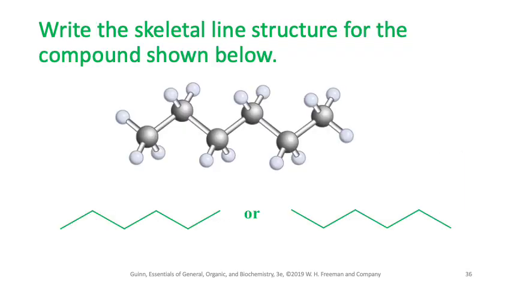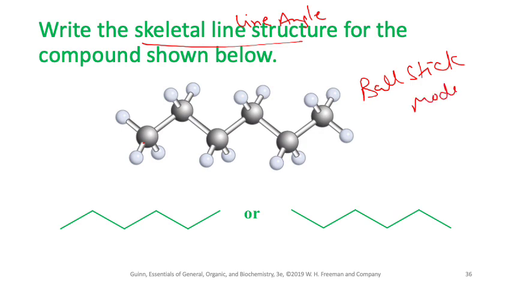Now let's try this problem over here. It says write the skeleton line structure, or line angle formula, for the compound shown below. This is a space-filling ball and stick model, where each ball represents an element. In this case, this is carbon, this is hydrogen, and the stick normally shows you a bond. It says use this model to figure it out and draw the skeleton line structure.